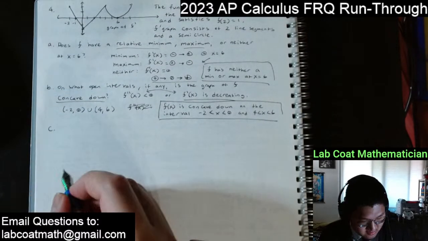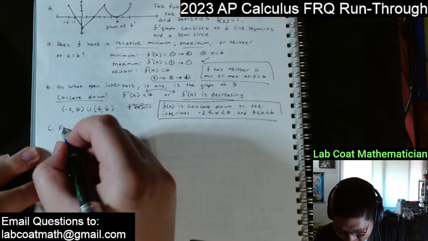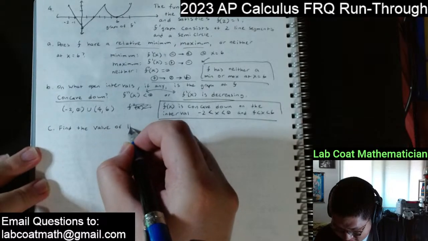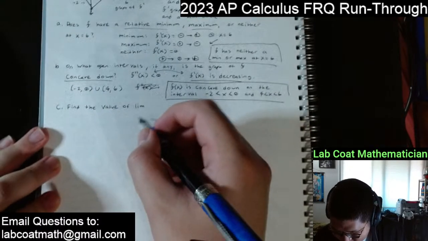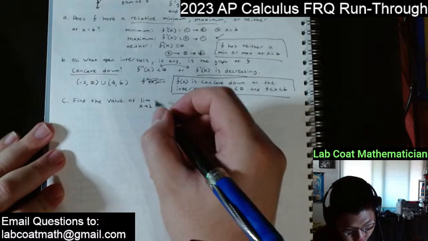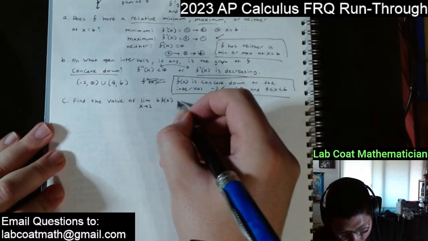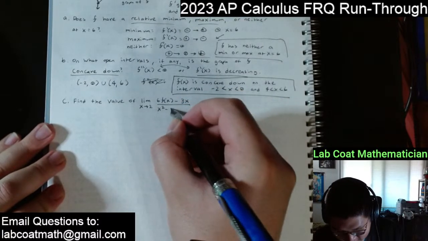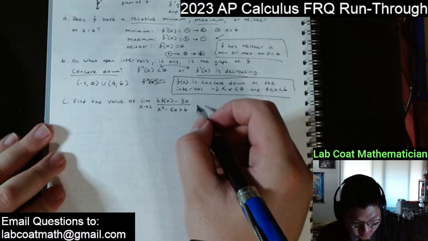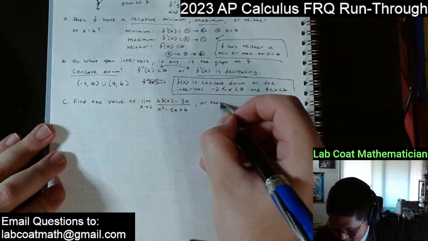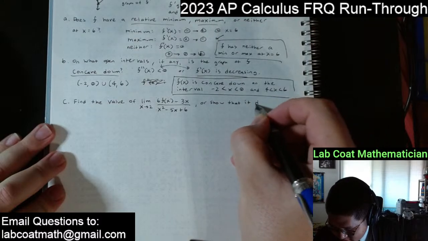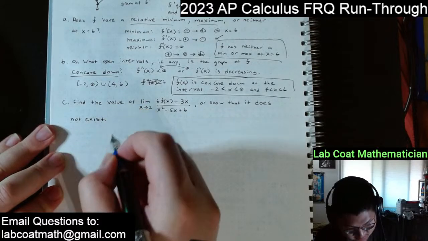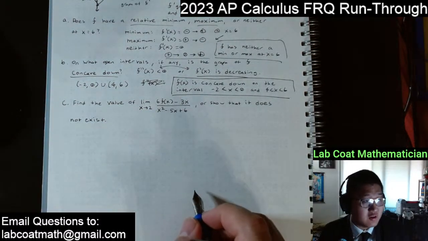Okay, so then going over to part C, they're asking us to find the value of the limit as x approaches 2 from both sides of 6 multiplied by f of x minus 3x, all divided by x squared minus 5x plus 6. Okay, or show that it does not exist. Okay, and we need to show obviously all of our work for that to happen.